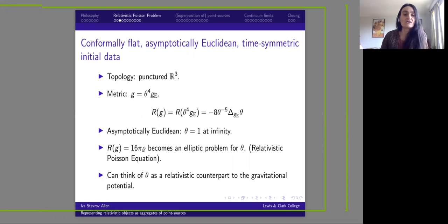Now, given how scalar curvature behaves under conformal change of metric, the prescribed scalar curvature equation, if you will, becomes an elliptic problem for theta. And that has a Laplacian in there. And in some ways, you could think of this as being a relativistic Poisson equation. And I'll speak about that a whole bunch more, but heads up, this theta that is going to be present in all of this work, the conformal factor theta, is in a sense the relativistic counterpart to the gravitational potential as you learn it when you learn basic physics.